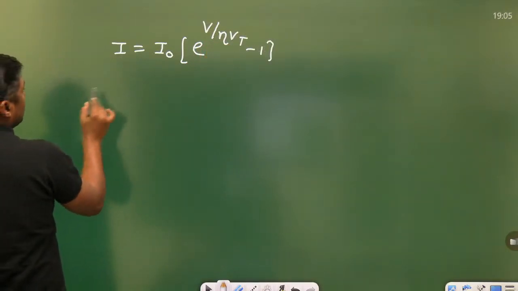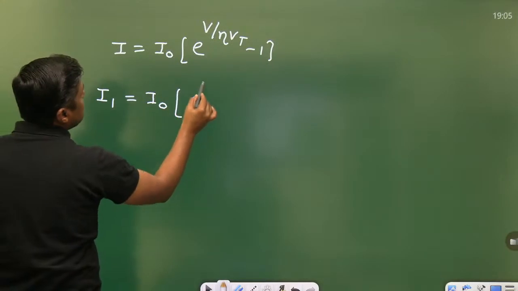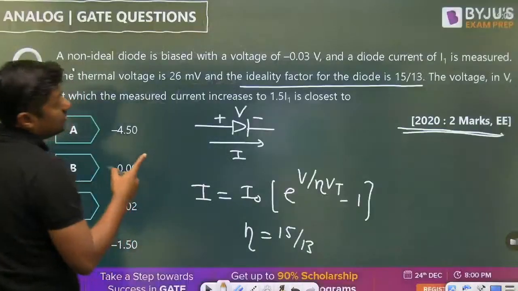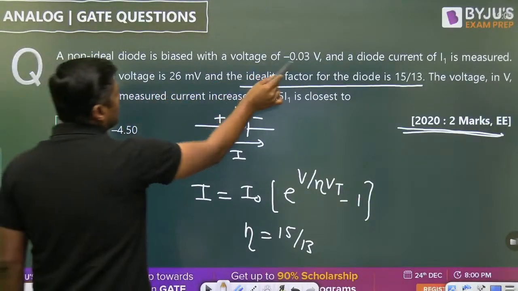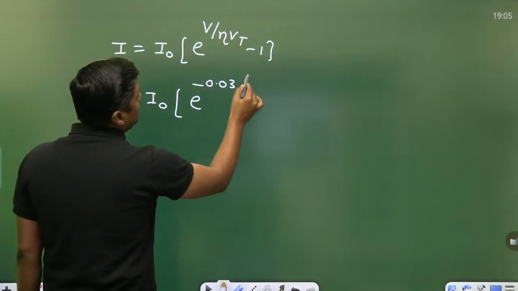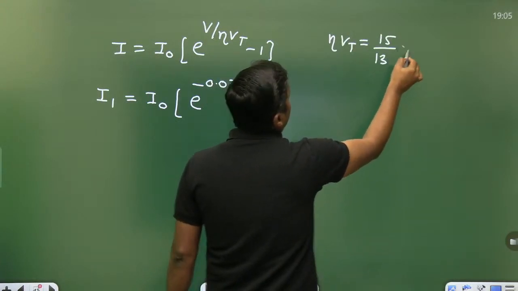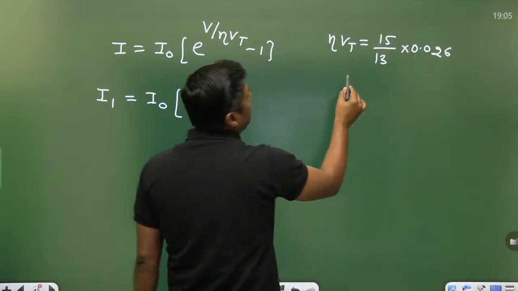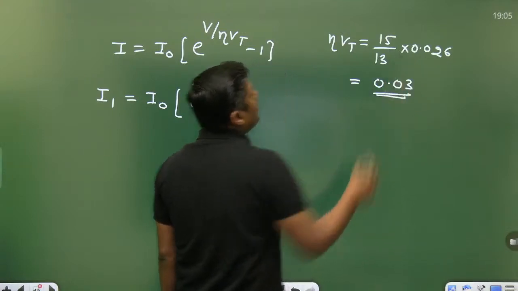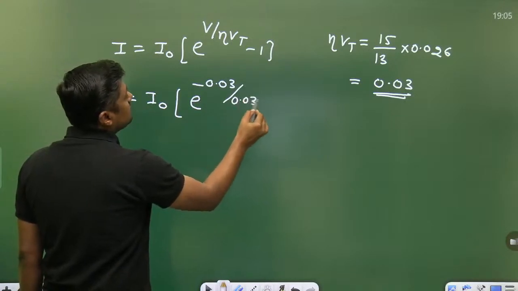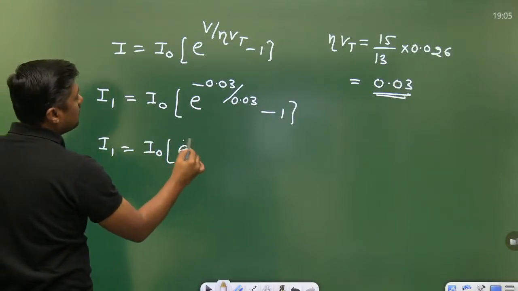When I is equal to I1, the voltage is given as minus 0.03. And what is the value of the Vt? 26 millivolt. You can convert it into volt. So what is the value of eta Vt? Eta Vt will become 1.5/1.3 into 0.026, converted into volt. It will become, I think, 0.03. Check this. Put here 0.03, minus 1. So I1 is equal to I naught e raised to power minus 1, minus 1.